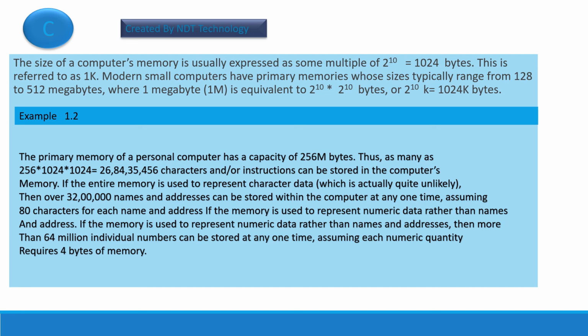That is at any one time, assuming 80 characters for each name and address. If the memory is used to represent numeric data rather than names and addresses, then more than 64 million individual numbers can be stored at any one time, assuming each numeric quantity requires 4 bytes of memory.